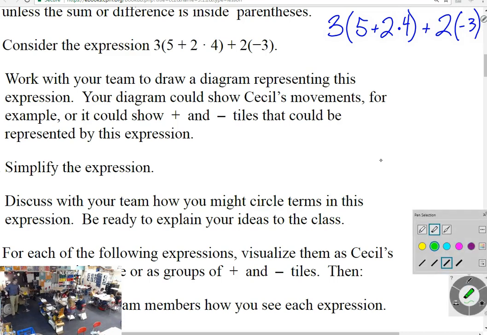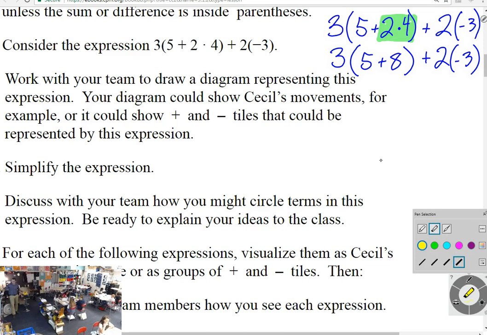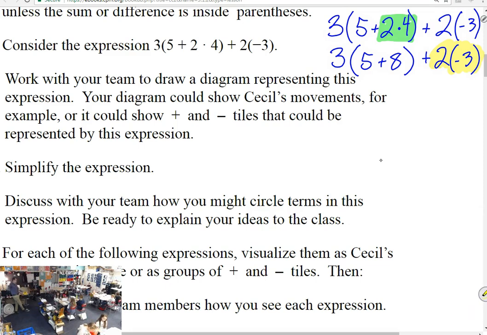Guys, you kind of have 2 options here, but technically this should be the first thing you're doing. So that will become 3 times 5 plus 8 plus 2 times -3. Then we are allowed to do this multiplication. If you did not do that first, cross out some steps that are incorrect. Start back at that step. I'll give you another minute or so. That's the first thing you're going to do, that multiplication inside the parentheses.